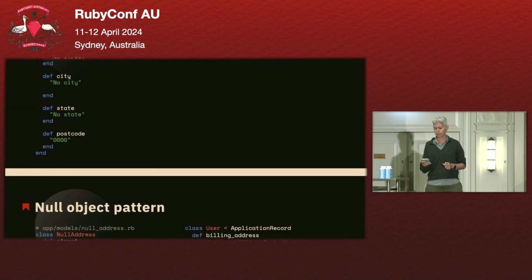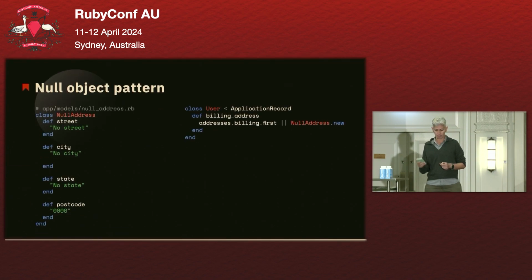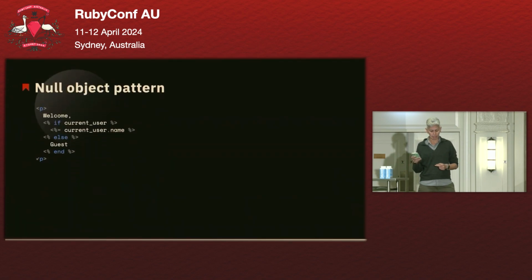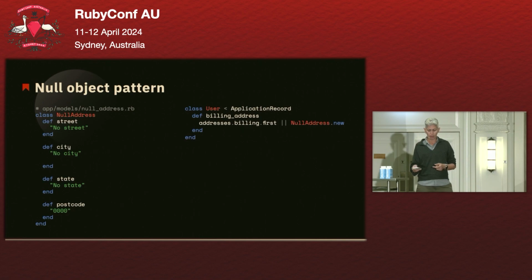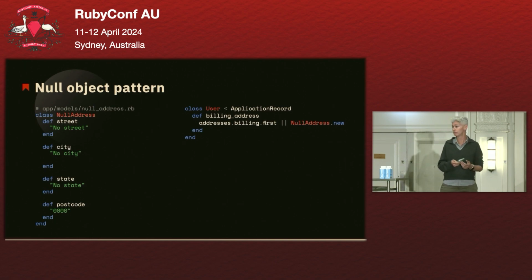I'll need to instantiate it somewhere. So in my case, I went into user, into billing address, and I do addresses.billing.first, and if that returns nil, then I instantiate my null address object, which means that in the view I don't have to have my if-else conditional. I can just call address.billing address, and I will always have an object that will always return something back to the view.